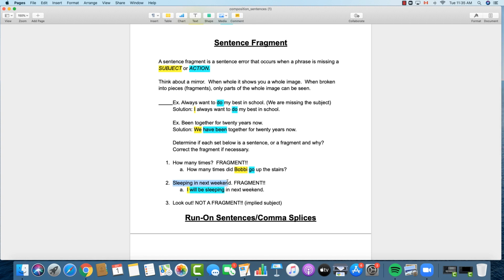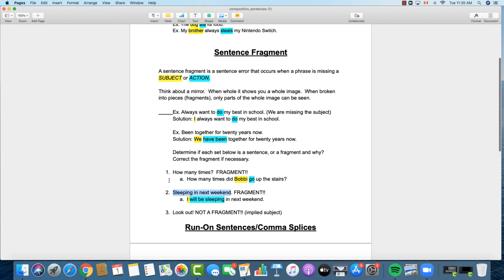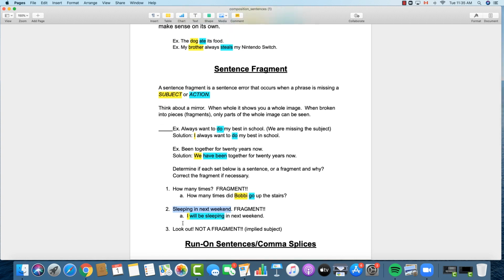Let's try this one. Sleeping in next weekend. That is a fragment. We don't have a subject. We also don't really have a complete action, but we'll get to that later. I will be sleeping in next weekend. That fixes the problem because we've added this subject here where it's yellow. I could say, my brother will be sleeping in next weekend. My parents will be sleeping in this weekend. It really is depending on the context of what you're trying to say, but that's the trick.